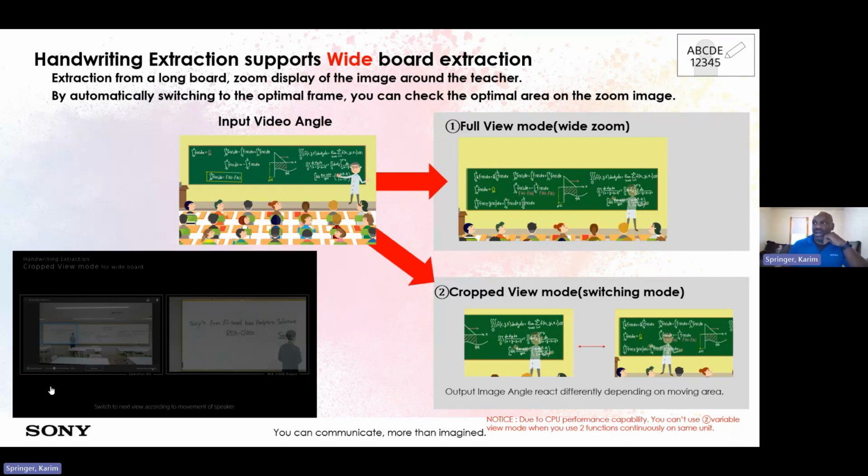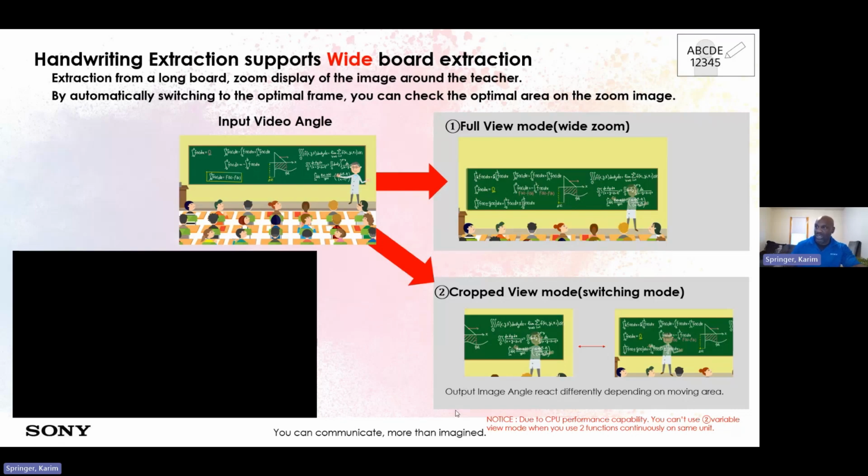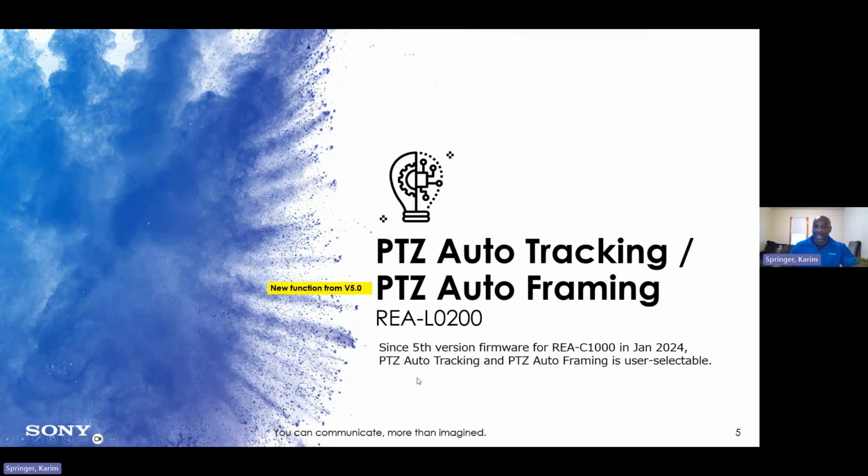So as you can see with this particular video, with the Edge Analytics box and the handwriting extraction feature, you're capable of extracting the data from anything that's written on the whiteboard or blackboard and bringing it to the forefront of the instructor. This is a huge advantage anytime you're doing any type of distance learning where you really want the students to follow along in real time. Now, the other application that was really powerful during COVID is PTZ auto tracking.